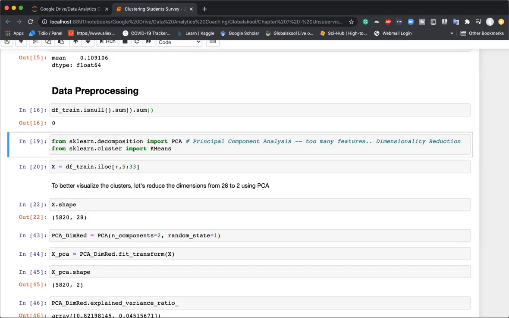For that, we'll be using an algorithm called PCA, which is Principal Component Analysis. And what PCA does is we can use it, in this case, for dimensionality reduction. That is, we will reduce the number of dimensions of the data.